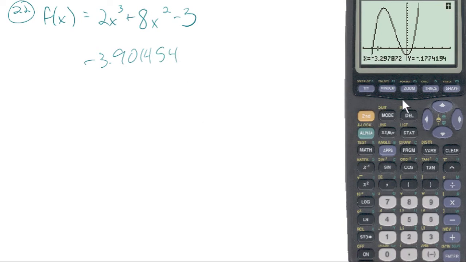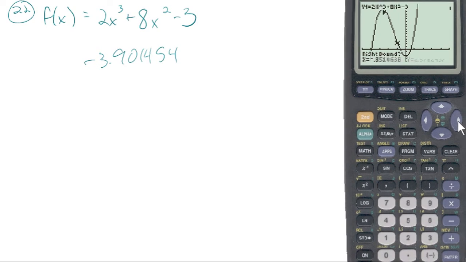Okay, let's do it again. Second, calc, zero. Where's the left bound? Let's find the next one. Here, I'll start way over here. This is to the left of that zero, and it wants us to go to the right. This is to the right. And I just want to make sure that I'm not too close to this zero. I'll just back up a little bit and go over there. There's my guess for where the zero is. And it's negative 0.6712857. There's another zero. Let's do the last one.